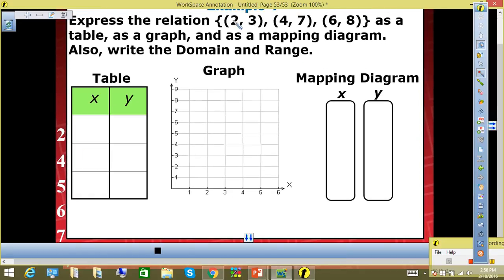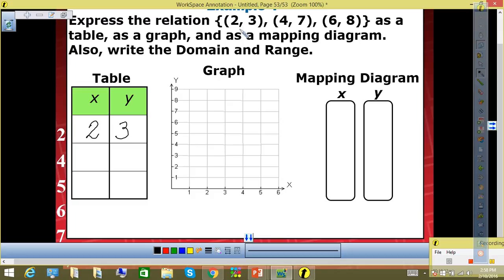Here we go. Look at the first point. What is my X value? 2. What is my Y value? 3. So my first point is right here. Are we there? How about the next point? Which one is X? 4, and the Y is 7. What's the next point? 6 and 8. And that's how you fill your table.